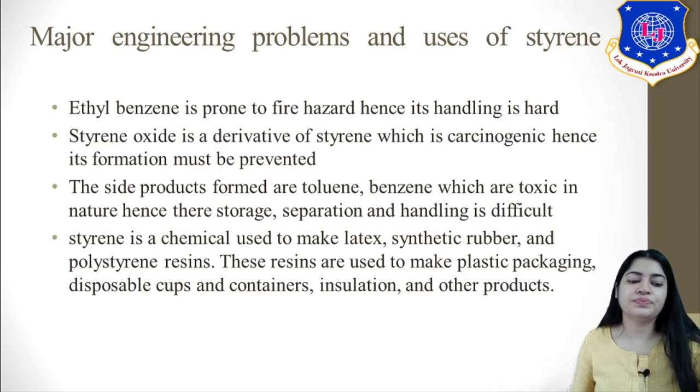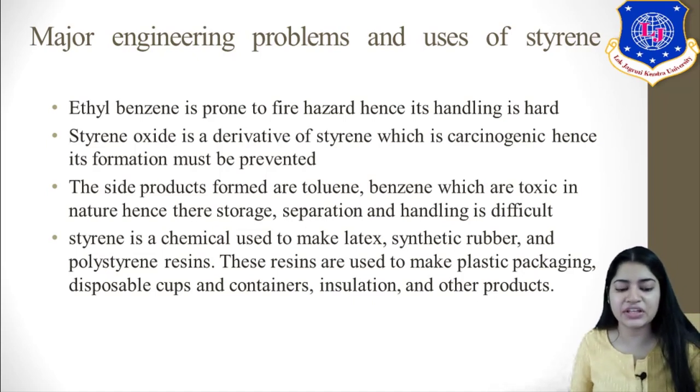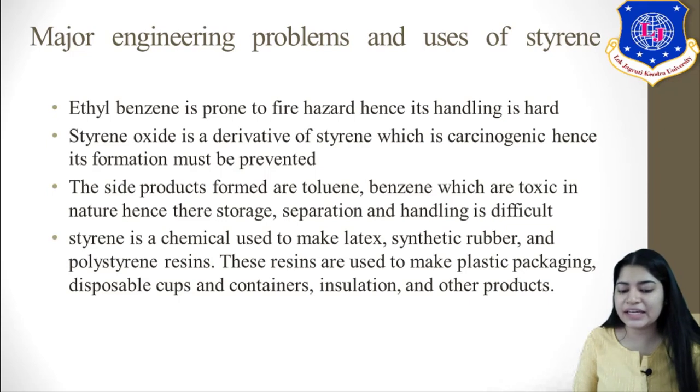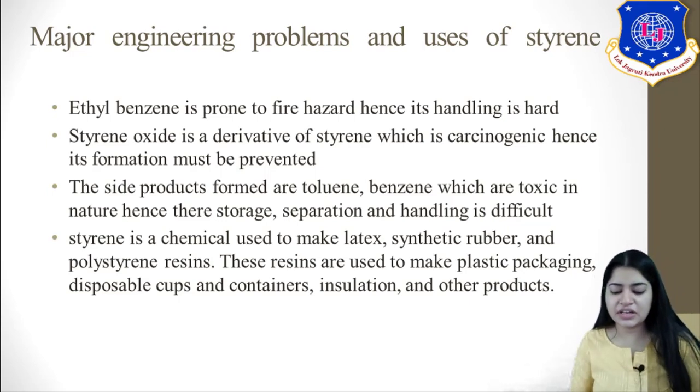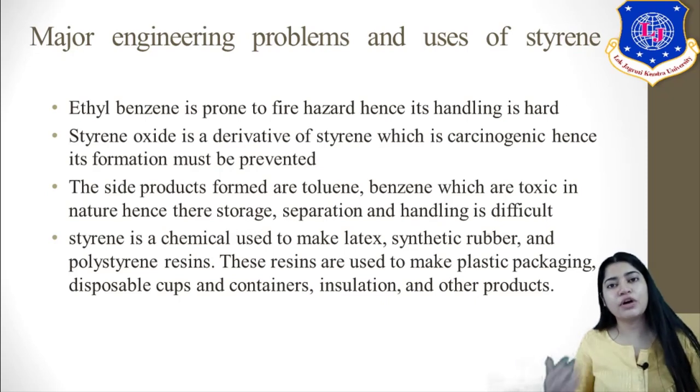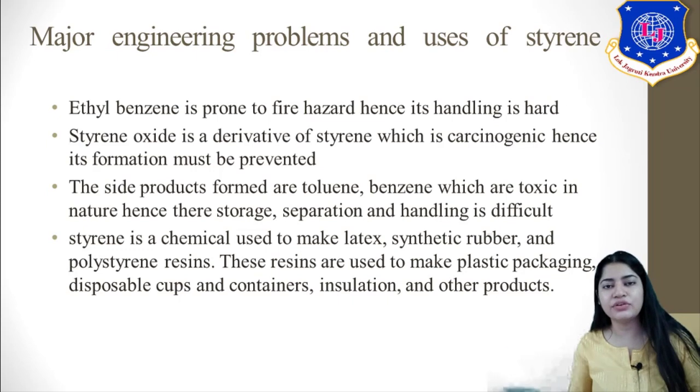Now, styrene is a chemical used to make latex, synthetic rubber and polystyrene resins. So these are the uses. These resins are used to make plastic packaging, disposable cups and containers, insulation and other products. Now guys, what is resin here? Resin is generally defined as a proportionate mixture of various other polymers to give you a desired product. Polystyrene resin means polystyrene is a polymer, and with that you are adding certain additives also to make a desired product. So that is your resin.